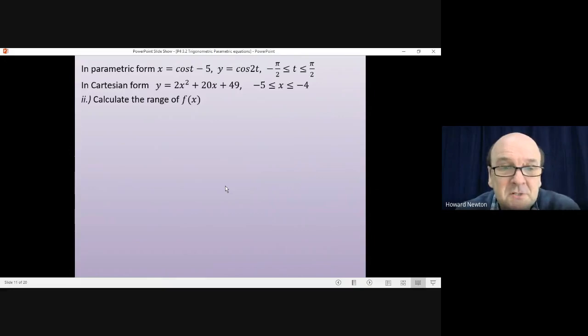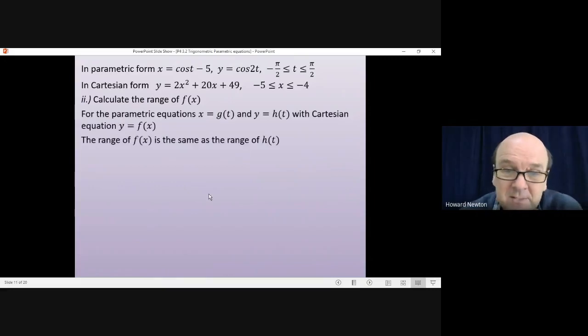Okay, part 2 asks us to go further. So that's what we've done so far. We had a parametric equation. We wrote it in Cartesian form to get that. And we've just worked out the domain of that function, which has to be from minus 5 up to minus 4. We're now asked to find the range of this function.